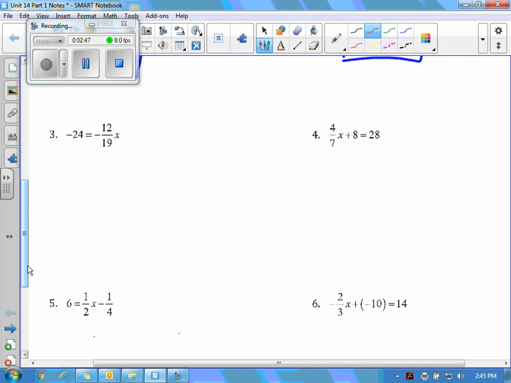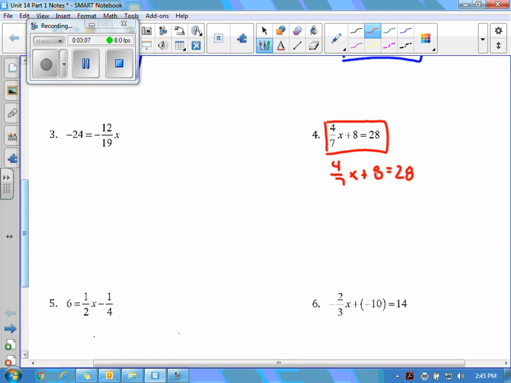Again, I'm going to start by boxing and rewriting. And so I have 4 over 7x plus 8 equals 28. So remember, when we're solving, we're trying to get the variable by itself, in this case x. So this is going to be a 2-step equation. I cannot multiply by 7 over 4 right now. That's not going to give me my answer.